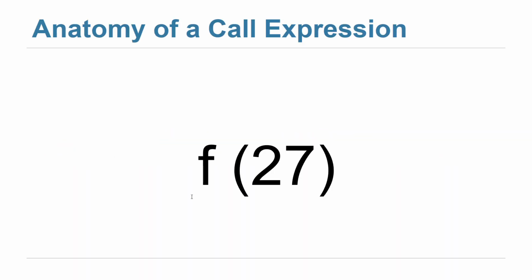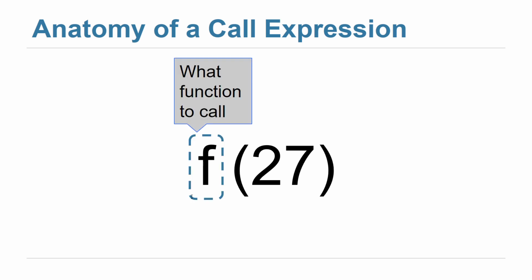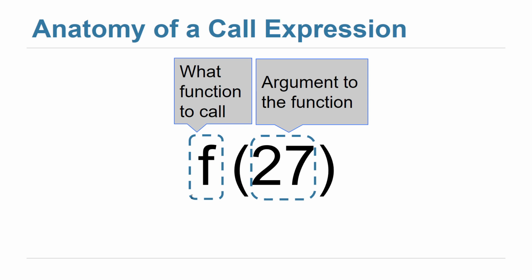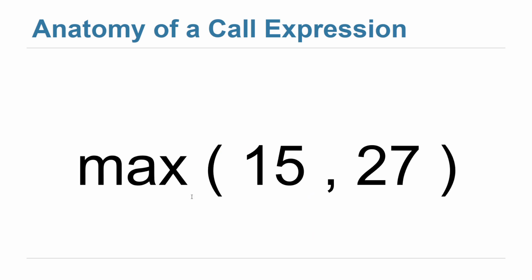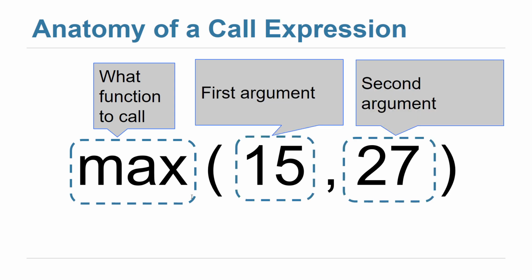Call expressions, or calling functions. As you know, there is the name of the function and the arguments, as usual. So this is calling f on 27. Sometimes the function can have more than one argument. So this is a function that has two arguments.